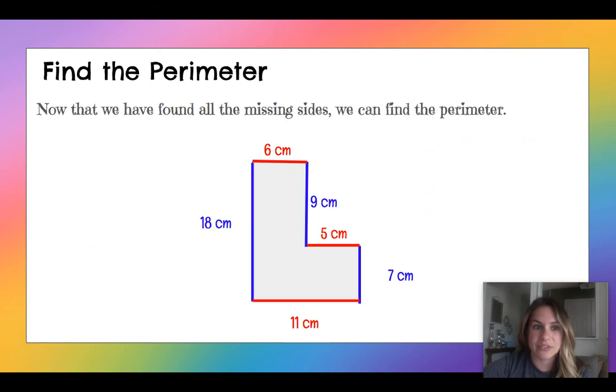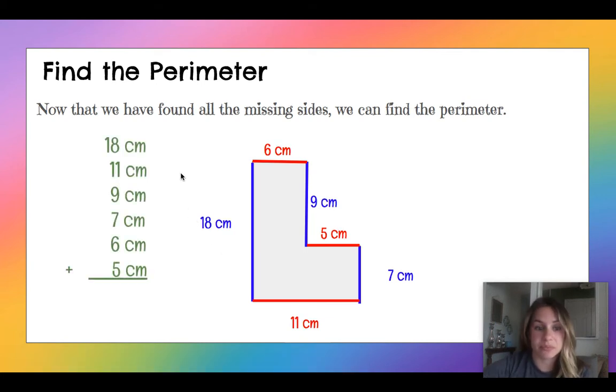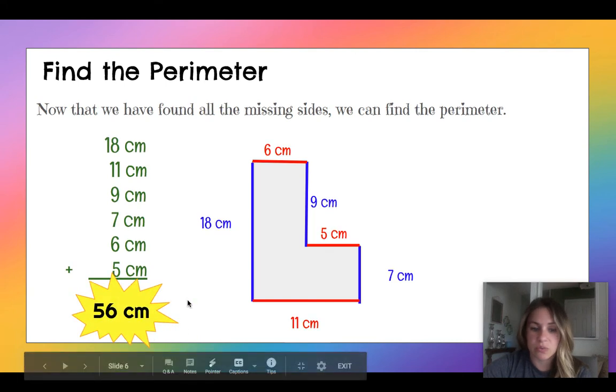Now we have found all of our sides. We have our vertical sides with our 18, 9, and 7, and our horizontal sides with 6, 5, and 11. So we can start to add them all up to find our perimeter. I like to add mine in order from least to greatest. It's also a good idea to mark each one of these as you find them and cross them off so that we don't add one twice or forget one. But once you add them all up, we will get that 56 centimeters.